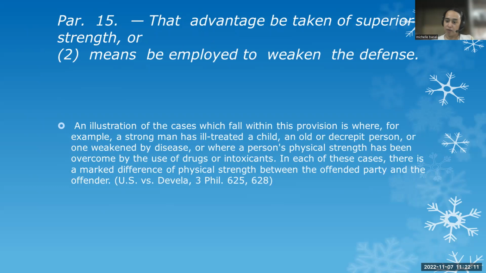Maltreat the child, an old or decrepit person, or one weakened by disease, or where a person's physical strength has been overcome by the use of drugs or intoxicants. In each of these cases, there is a marked difference of physical strength between the offended party and the offender. So that's why drinks are spiked with party drugs to commit rape. That's also qualified rape. It's not just simple rape.